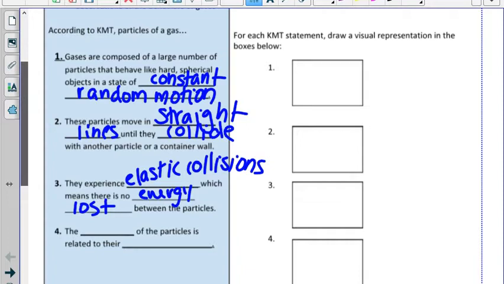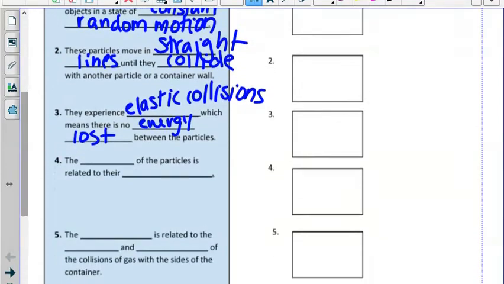All right, the fourth step of this theory is that the speed of the particles is related to their temperature. So we've already talked about how when particles are heated up, they're going to move faster. When they're cooled down, they're going to slow down. So basically, how fast they're going gives us a relative idea of what the temperature is going to be, and vice versa. The temperature gives us a relative idea of the speed of the particles.